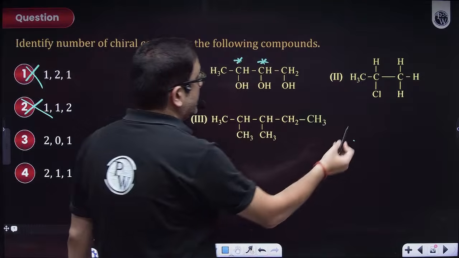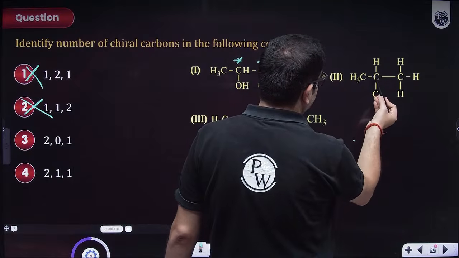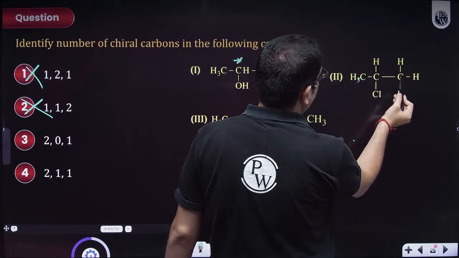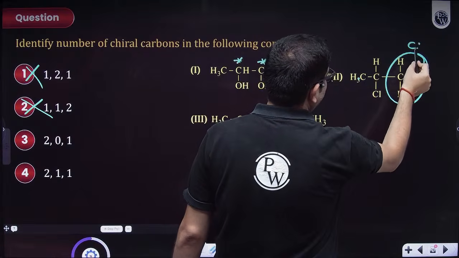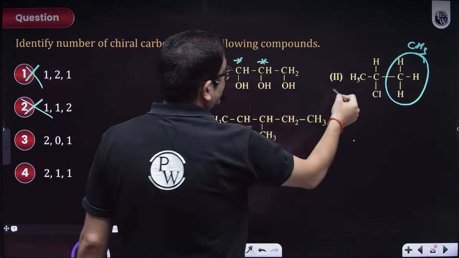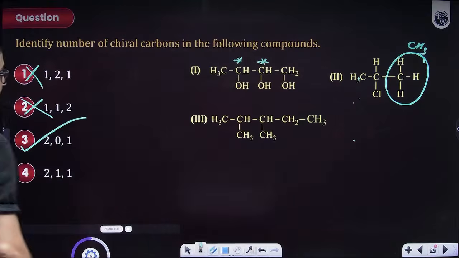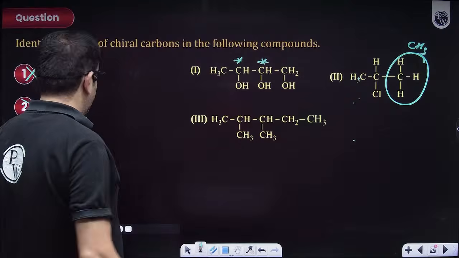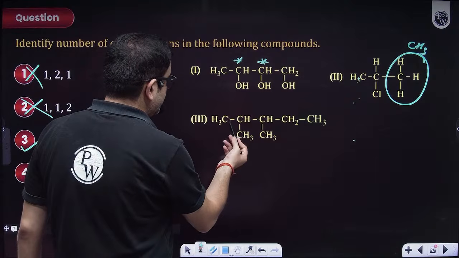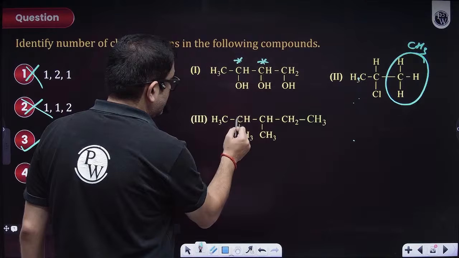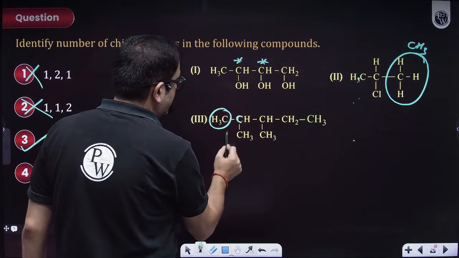Then what about this one? CH3, CH2, this C, H and Cl. Sir, this is also CH3. It is just drawing CH3 differently, but this is also CH3. So no chiral, so that means this is 0. So obviously we have our answer, but let us check this also. It must be having one chiral. CH3, CH3 same, so this is not chiral because these are the same.